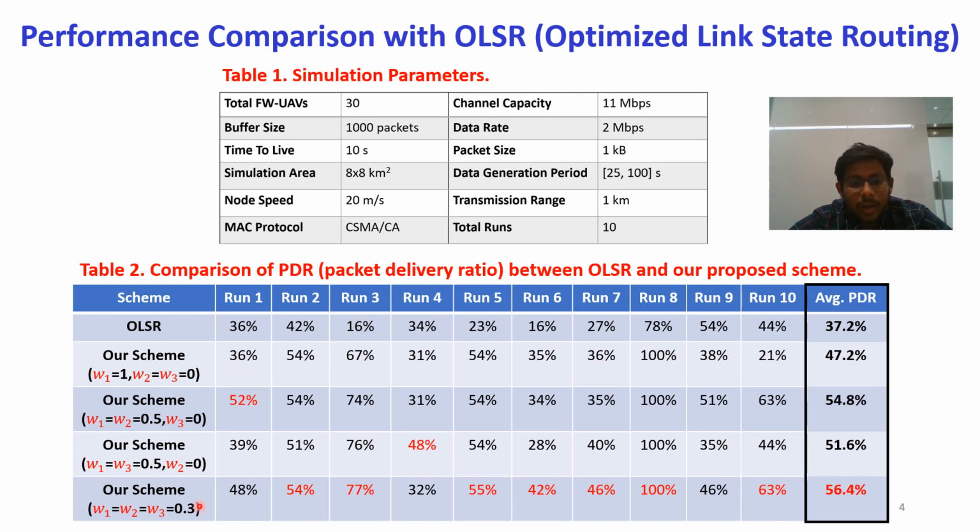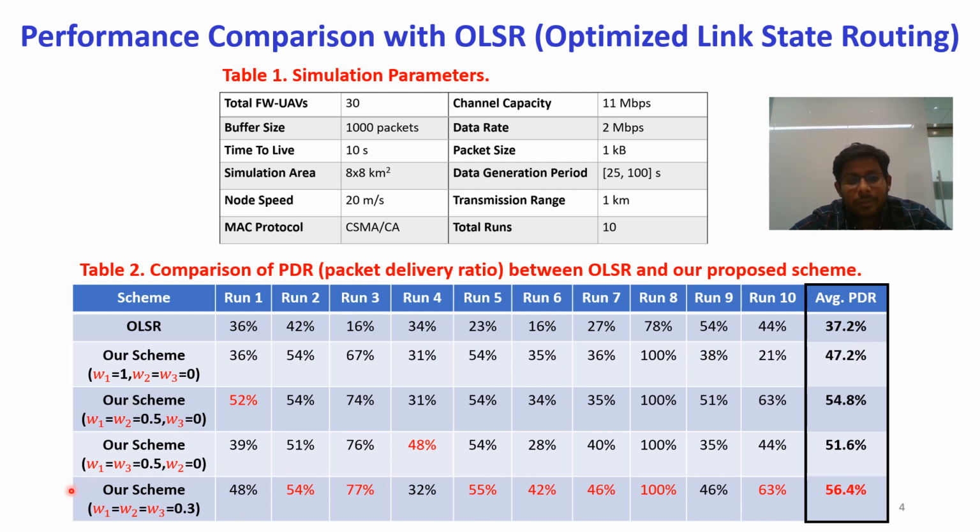So here our scheme for 4 different weight combinations are shown, and when the weights are 1/3 for each routing metric, the PDR performance is the best. In fact, it is almost 20% more than the standard OLSR.